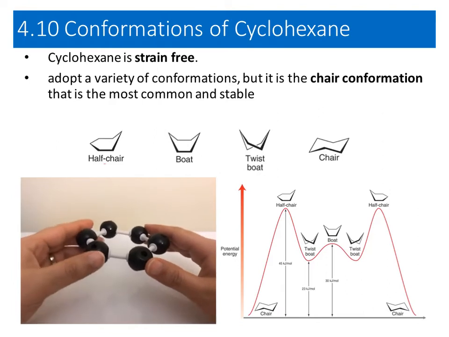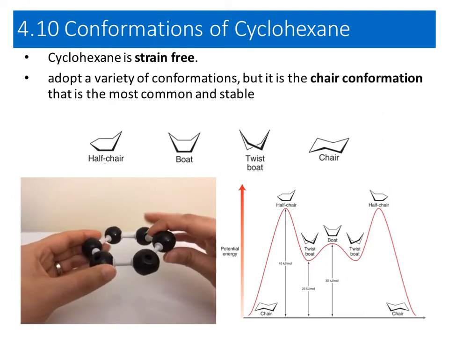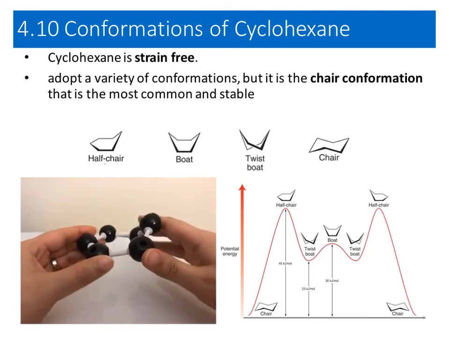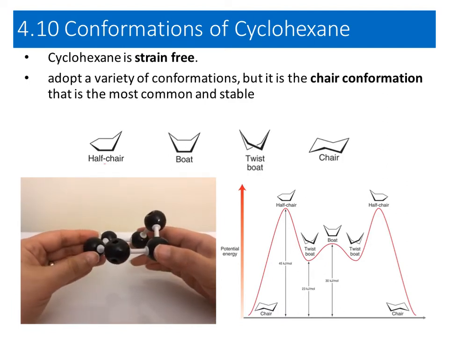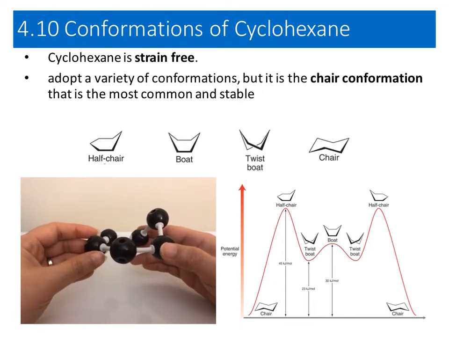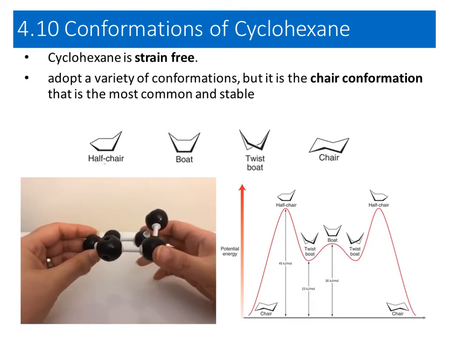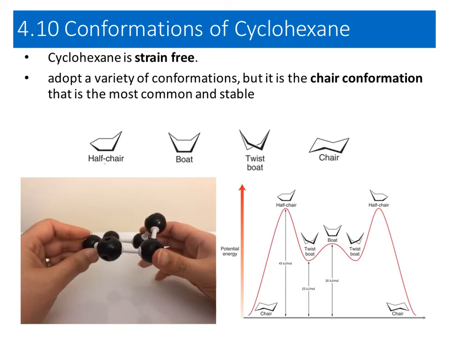The first conformation is the half chair, which is like this. I didn't attach the hydrogens here because I believe it would be easier for you to follow when I'm switching between the conformations without hydrogens attached.